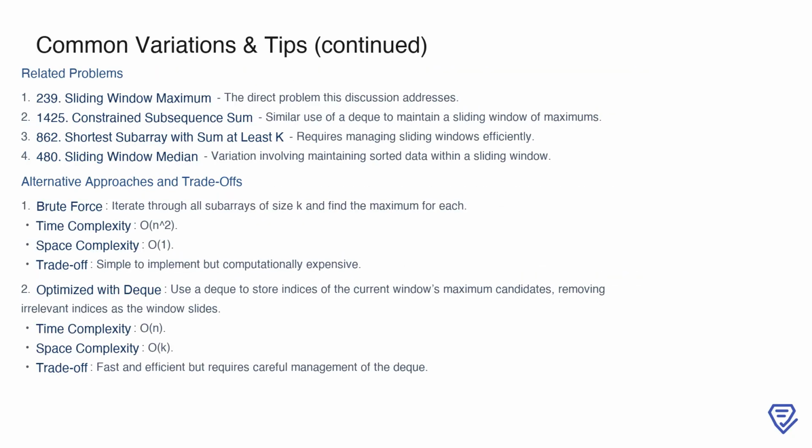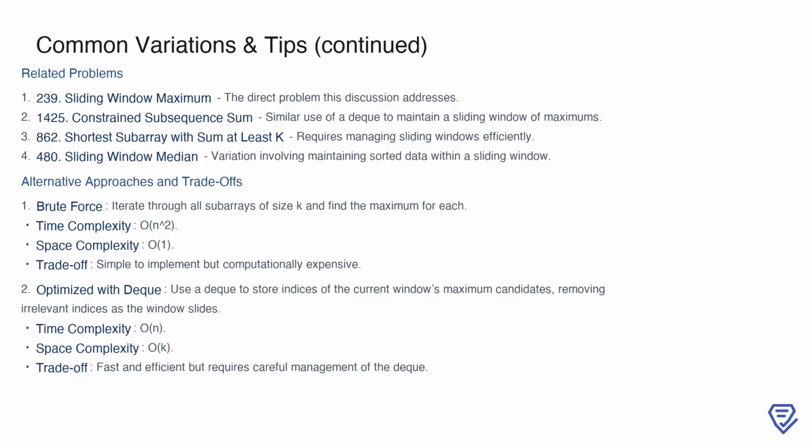This sliding window problem is closely related to several others, each of which builds on similar concepts. For instance, problem 239, sliding window maximum, is the direct problem we're addressing here. Problem 1425, constrained subsequence sum, also leverages a deque to maintain a sliding window of maximum values. Similarly, problem 862, shortest subarray with sum at least k, involves efficiently managing sliding windows, while problem 480, sliding window median, introduces the challenge of maintaining sorted data within a sliding window.